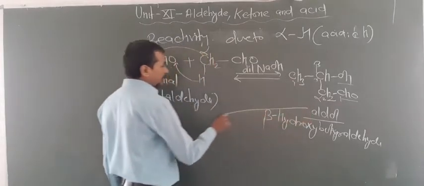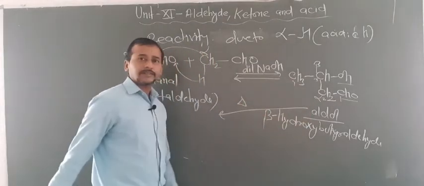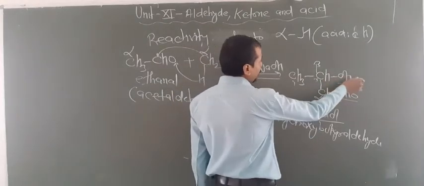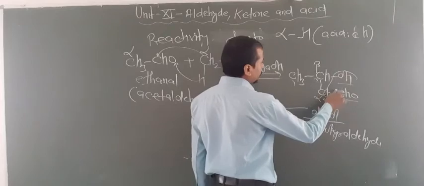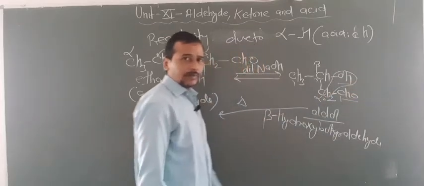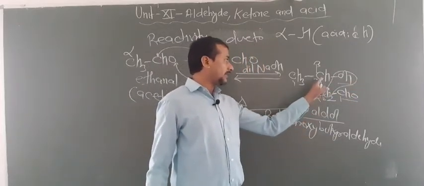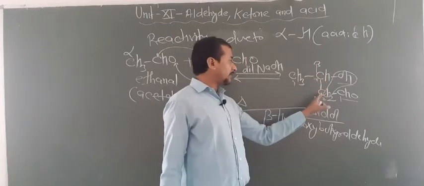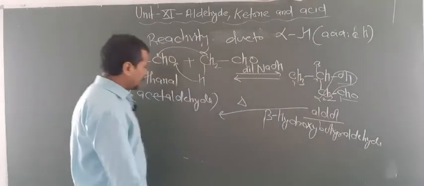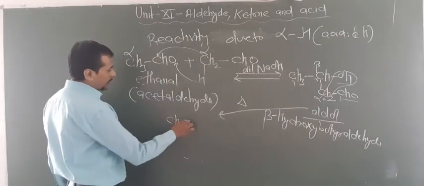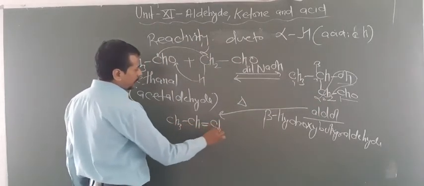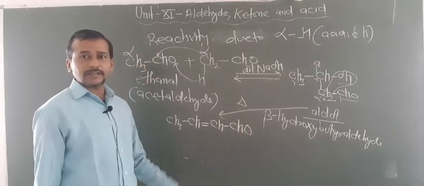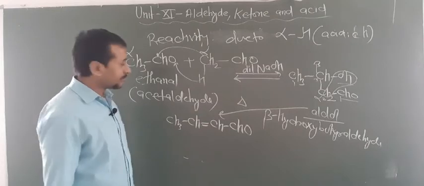Now this aldol when heated, what happens here? Look sincerely, OH from beta and H from alpha are removed. That means one water molecule is removed and one pi bond formation takes place between carbon number 2 and carbon number 3, that is between the alpha carbon and beta carbon. So now your product will be CH3 CH double bond CH and CHO. Okay, so this is the aldol condensation. Are you getting this point?